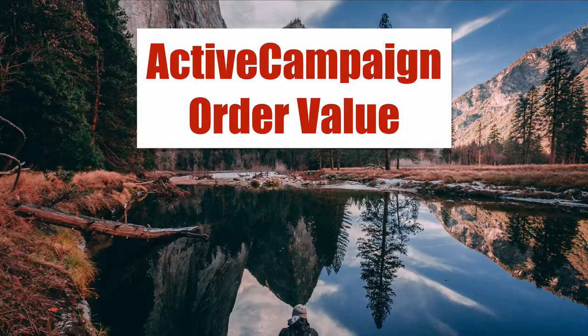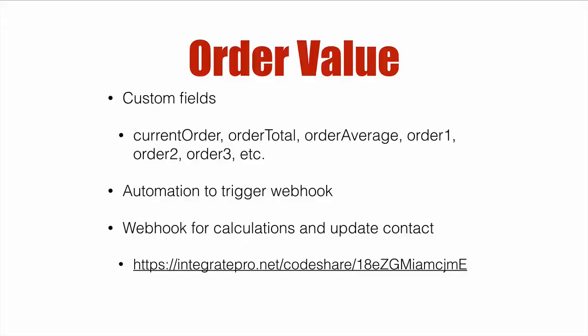ActiveCampaign order value. In this video, we're going to talk about how to total the order value of the last 5 orders as well as the average value of those last 5 orders. To do so, we're going to need to create some custom fields. We're going to call them current order, order total, order average, and then order 1, 2, 3, up to 5. And actually, you can have as many or as few as you want. It'll work no matter how many orders you have.